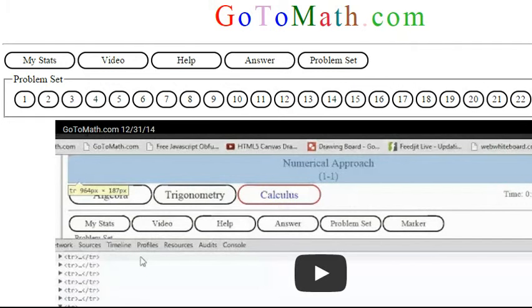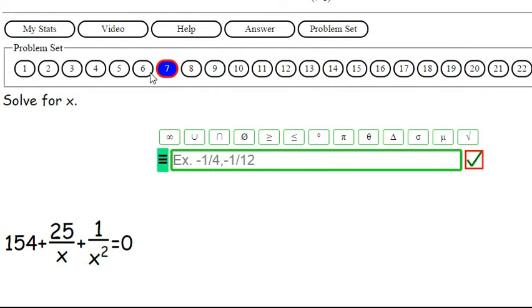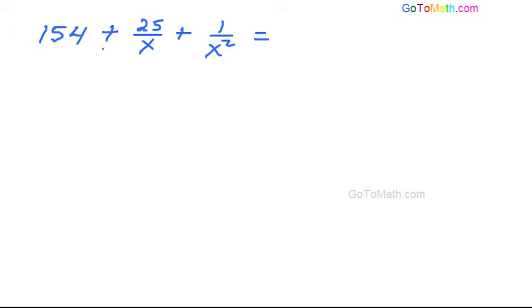Okay, we're here at gotomath.com. Click on the algebra. Let's go down to equations. Okay, we're going to be doing 7.1 here. Alright, so let's write that down. We got 154 plus 25 over x, plus 1 over x squared is equal to 0. If you didn't get it down, I've already got it written down for you.